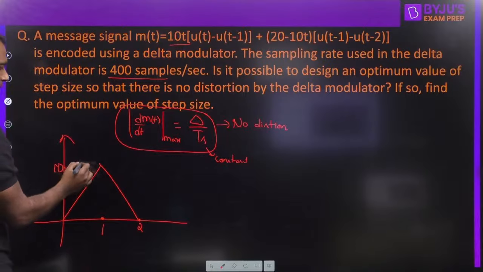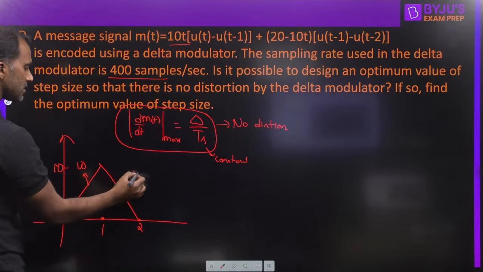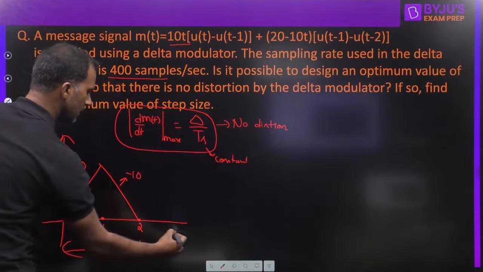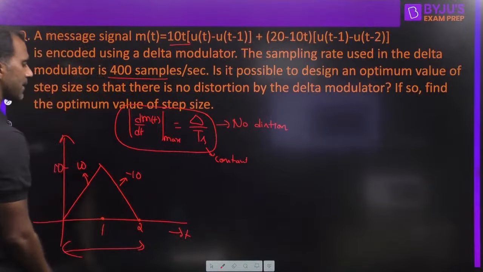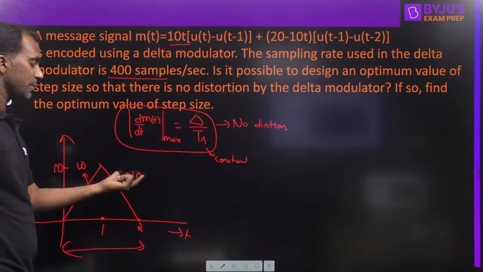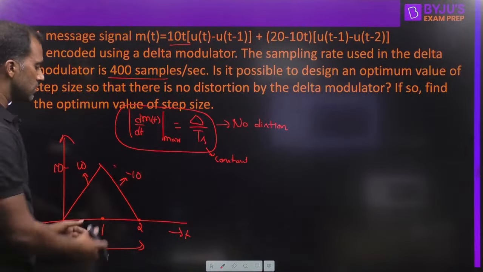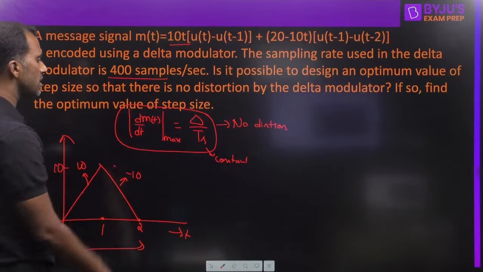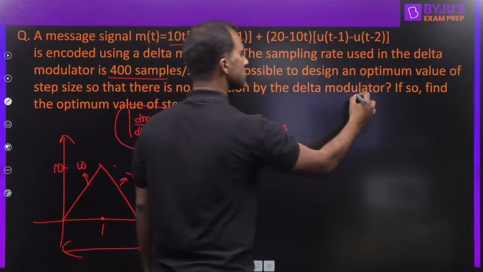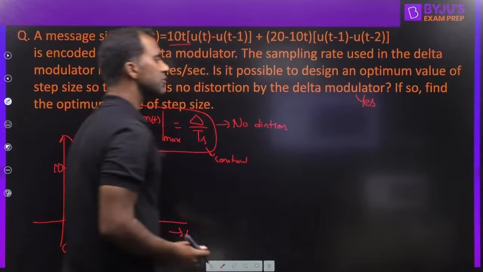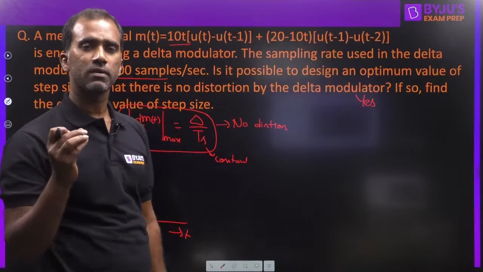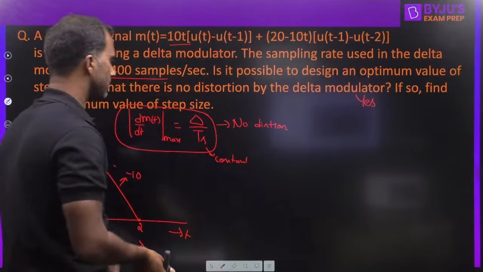So the slope here is 10 units and the slope here is minus 10 units, but it exists only in the duration 0 to 2. In the duration it exists, is the magnitude of slope constant? Here it is 10, here the slope is minus 10, but the magnitude is 10 only. So in the duration in which it exists, it has a constant magnitude of slope. So the answer is yes, it is possible to design, because it need not have constant slope, it should have constant magnitude of slope.